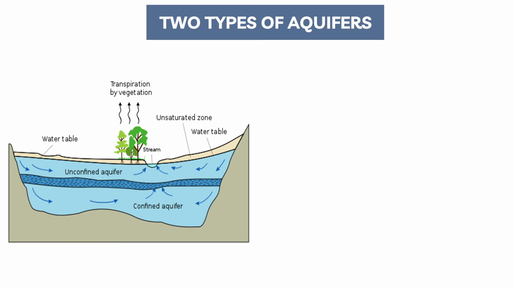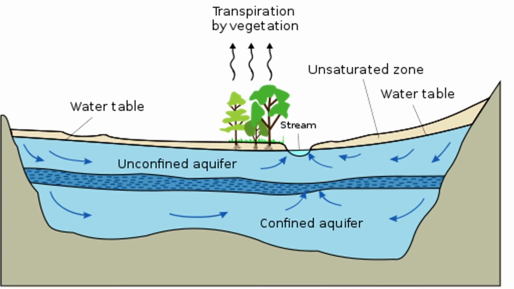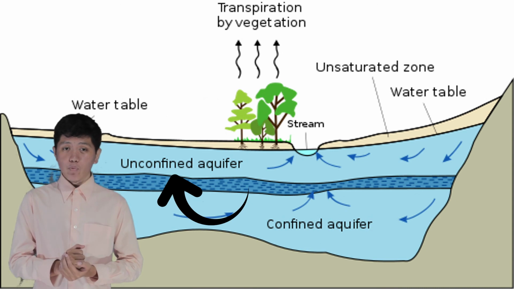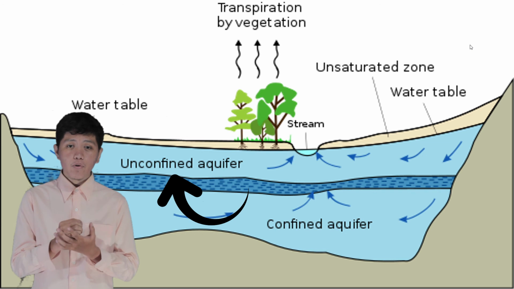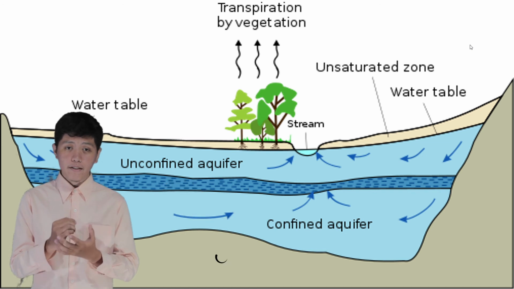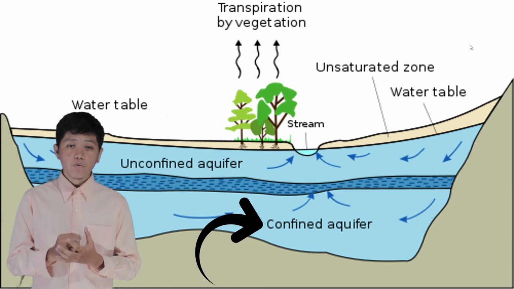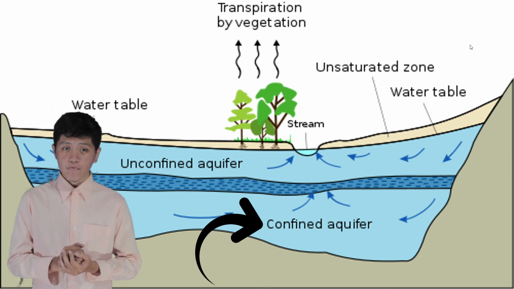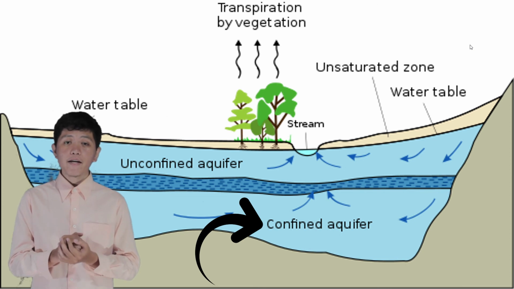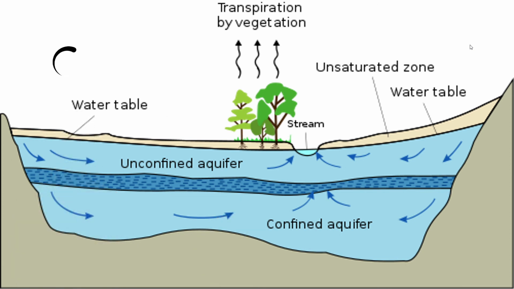Now, there are two types of aquifers, the confined and unconfined aquifers. Unconfined aquifers are those into which water seeps from the ground surface directly above the aquifer, while the confined aquifers are those in which an impermeable dirt or rock layer exists that prevents water from seeping into the aquifer from the ground surface located directly above.